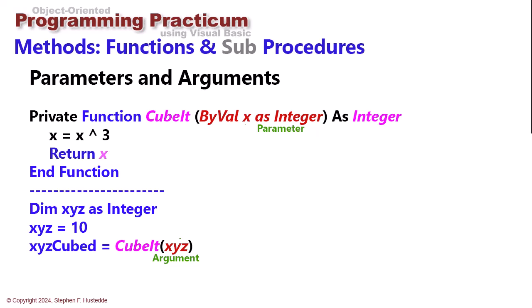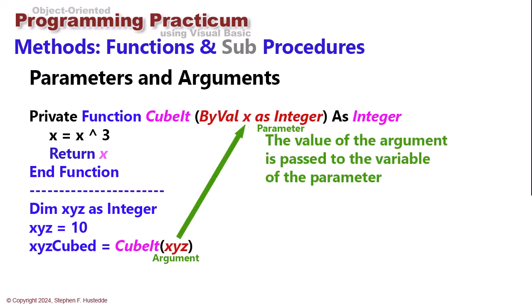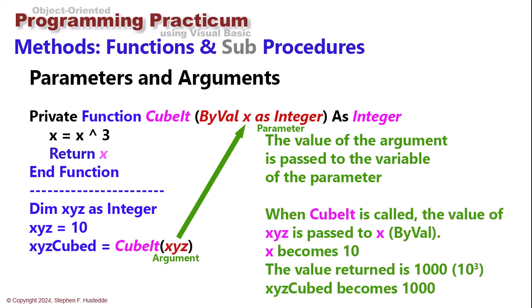When passing values by value, the value of the argument is passed to the variable of the parameter. So in this example, if you look at the bottom three lines here, this is our calling statement. We've got xyz as an integer, it equals 10, and then xyzCubed is going to equal Qubit, that's the name of our function, and we're going to send it xyz, or the value of xyz. That's the value of 10. So 10 is passed from xyz, and 10 goes into the variable x. So we're assigning the argument to the parameter variable. In this case, x is 10.